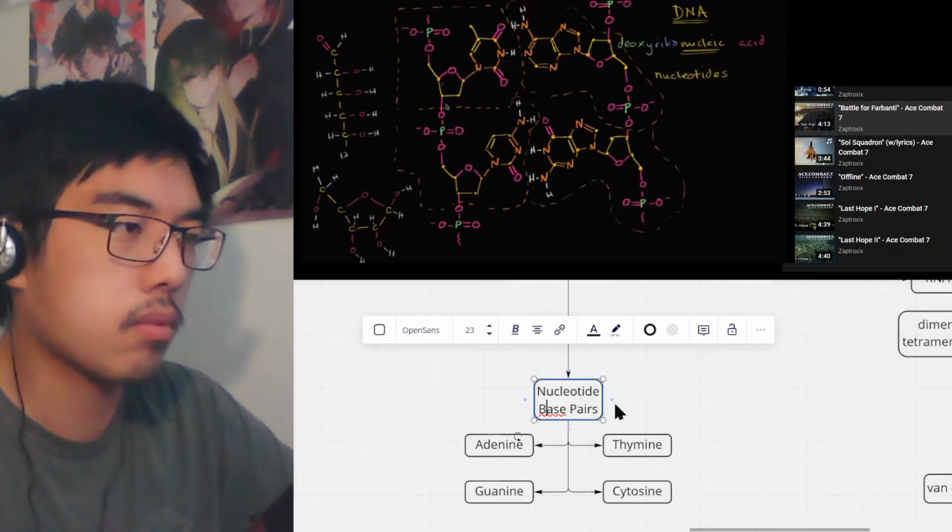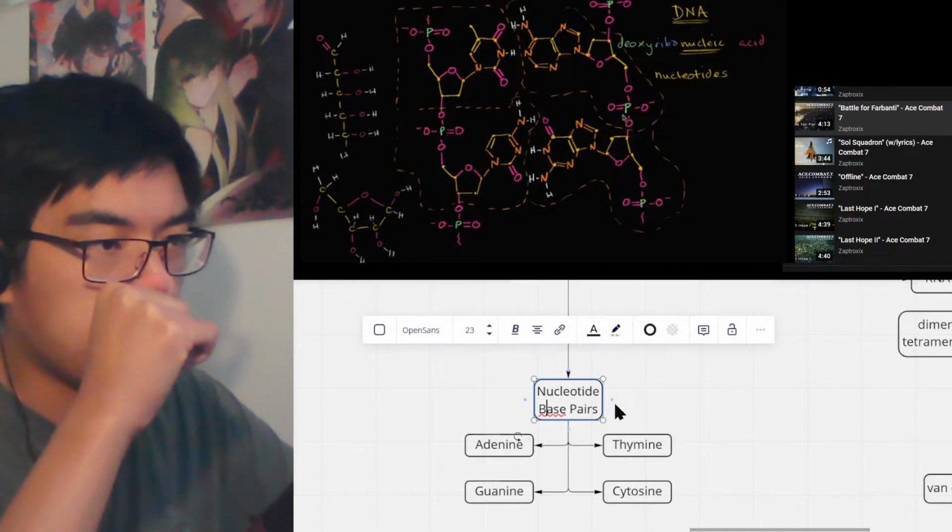So depicted here, we essentially have 4 nucleotides. These 2 are on this left side of the ladder. These 2 are on the right side of the ladder. Now let's think about the different pieces of that nucleotide.